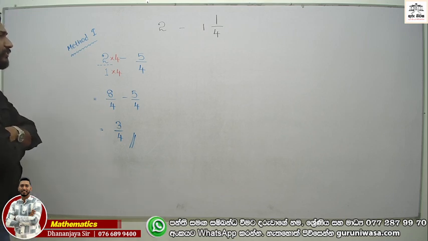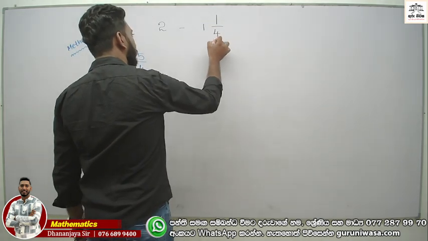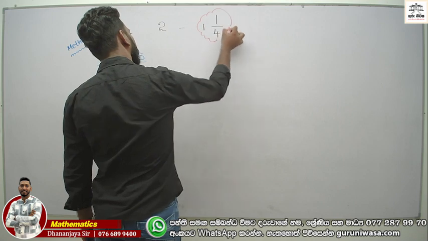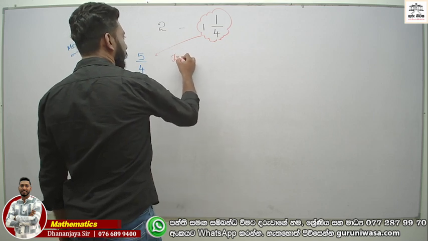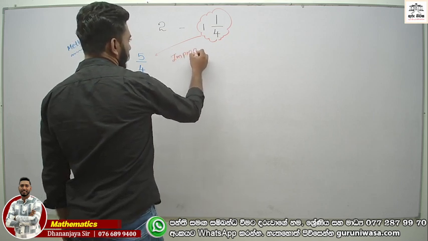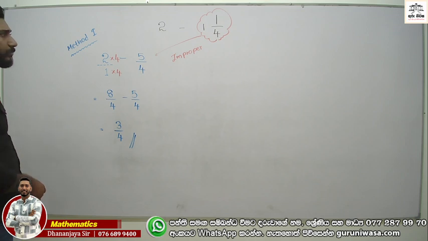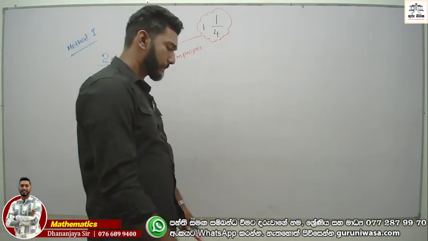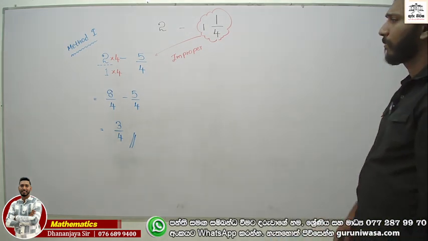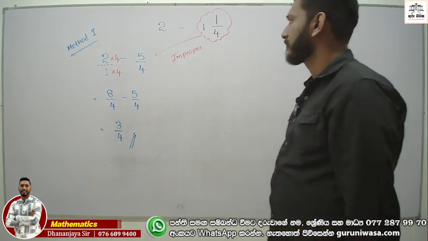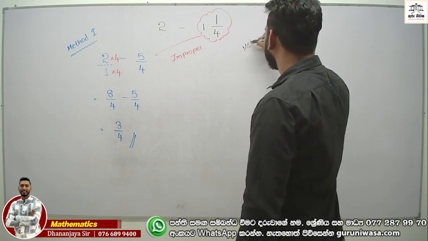First you need to change the mixed number into an improper fraction. This is a mixed number. You need to change it to improper. After making it improper, then subtract. Right. And this is method number 2.